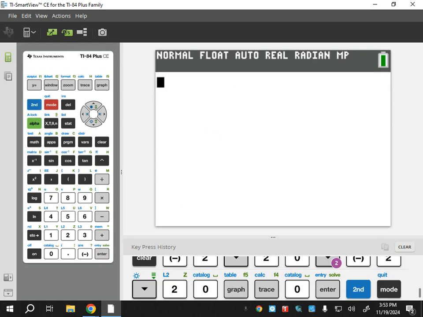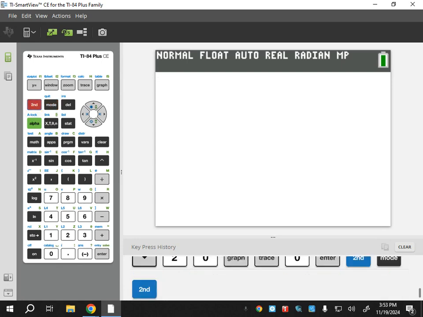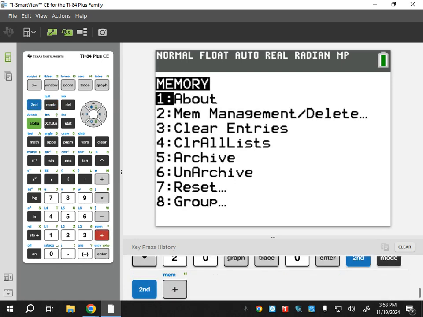And the last thing I wanted to show you is how to reset your calculator. So if you get something super crazy and it gets stuck, or you have all crazy stuff in your y equals, we're going to reset the calculator. So we're going to do that by using the memory feature, which is in blue above the plus sign. So you're going to push second plus to access the memory features. And we're going to go to 7 reset. So we're going to push 7.